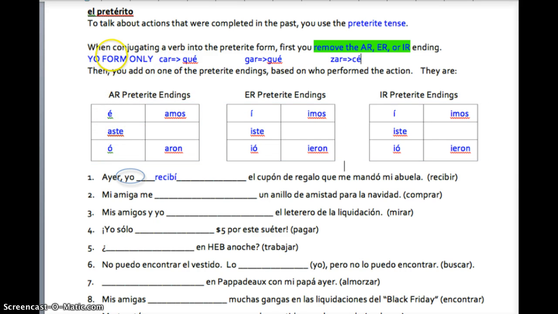And don't forget, in the yo form only, what you need to do is remove all 3 of the letters. Instead of just removing the AR ending, you need to remove CAR and replace it with QUÉ. Okay? So keep that in mind when I go through and do the rest of this.